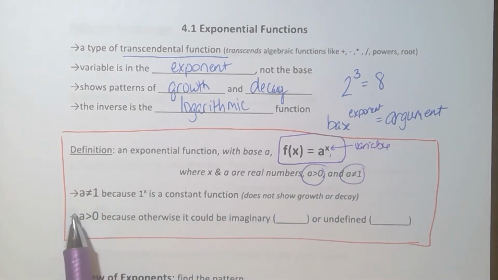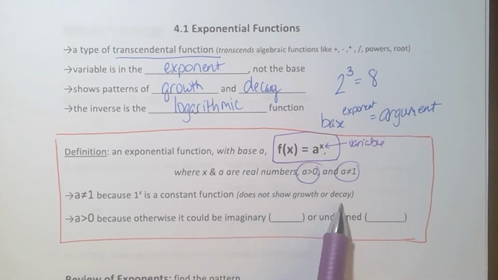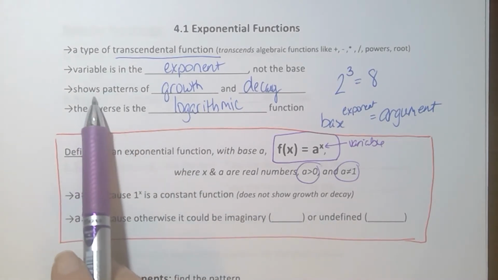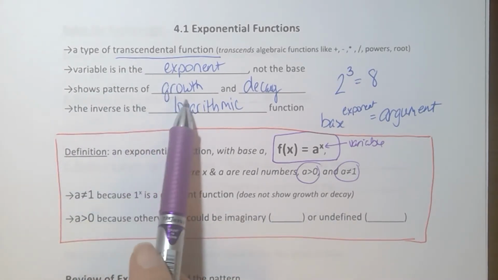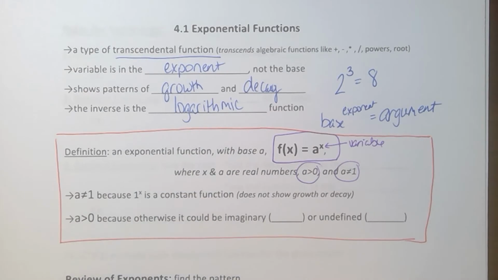Now let's think about why this is. A needs to be greater than 0, A can't be equal to 1. I started with the wrong one. A can't be equal to 1 because 1 raised to any power is just 1. It's what we call a constant function. It doesn't show growth or decay, and by definition, our exponential functions should show growth and decay.